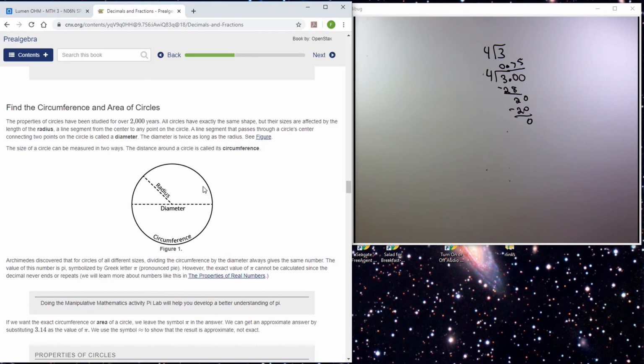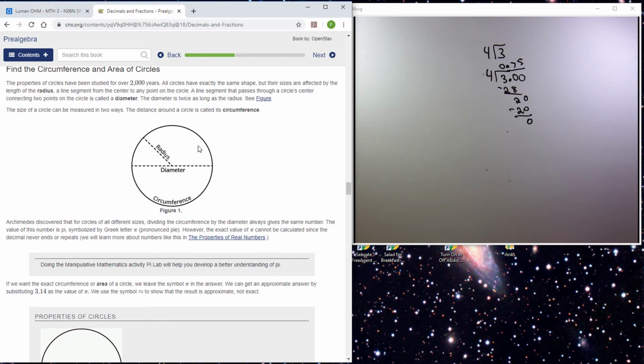Now this last one here deals with finding the area. Now what is the area? What is the circumference? These are the parts of a circle here. The circumference of a circle is simply the distance around the outer edge. The diameter of a circle is simply the distance from one edge of the circle through the center to the other edge of the circle. That is your diameter. And your radius is just half of the diameter, from the center to the outer edge.